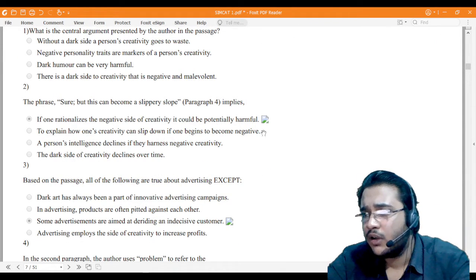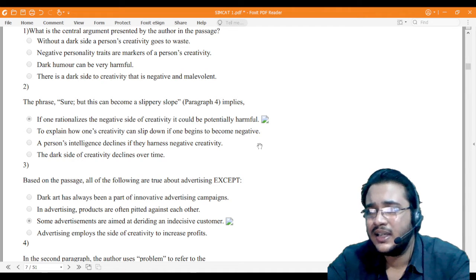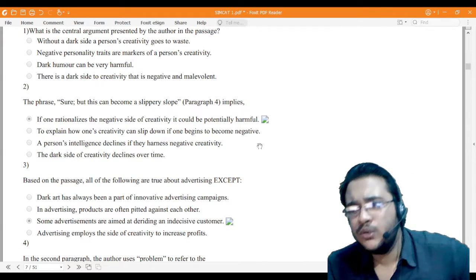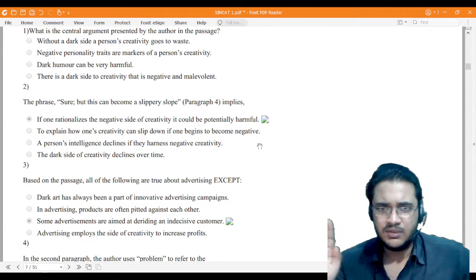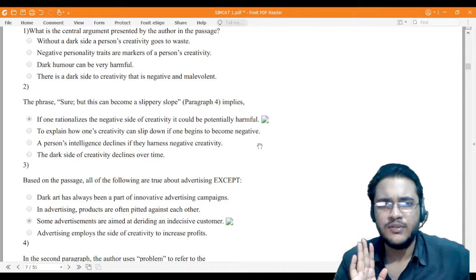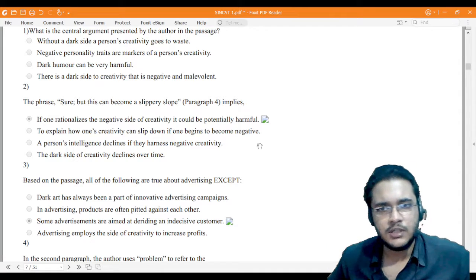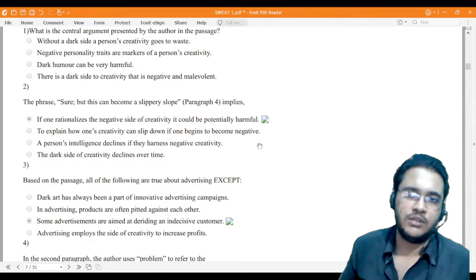Based on the passage, all the following are true about advertising, except. This is an infer type question, not a direct question. If you pause for a while and if you understood the passage, you can answer this question probably without even going back to the passage.